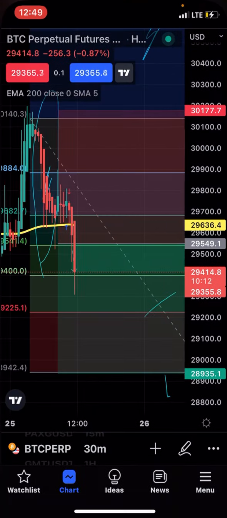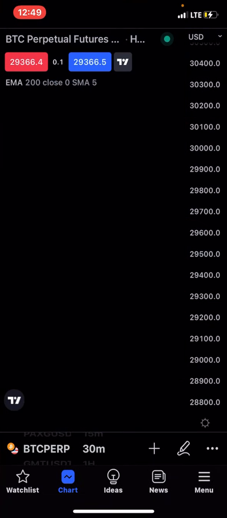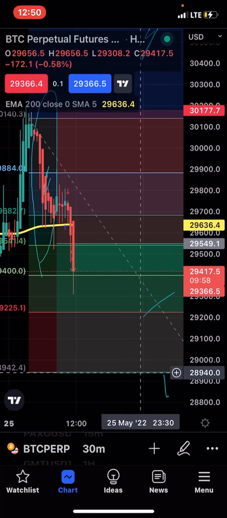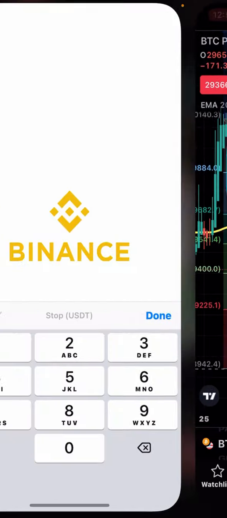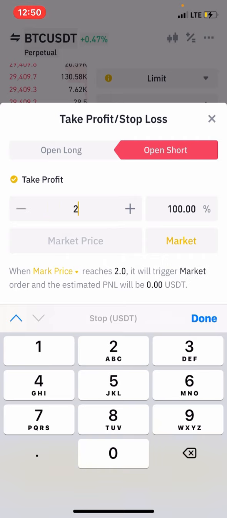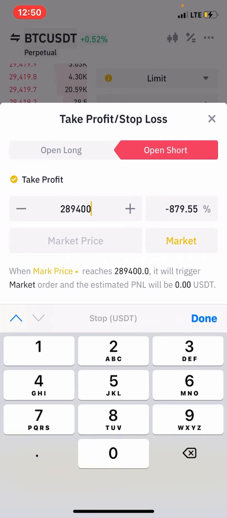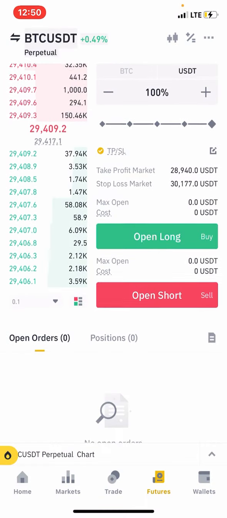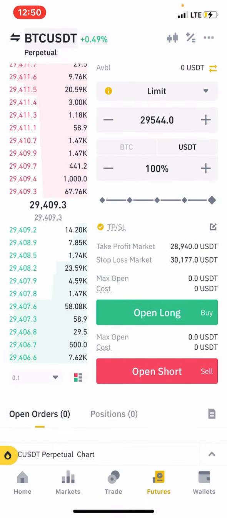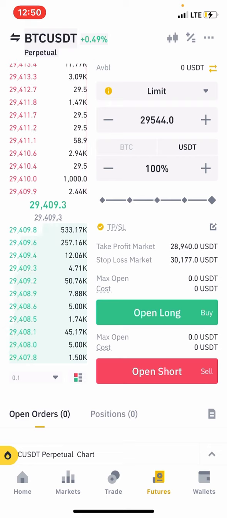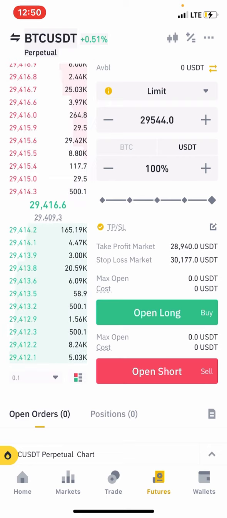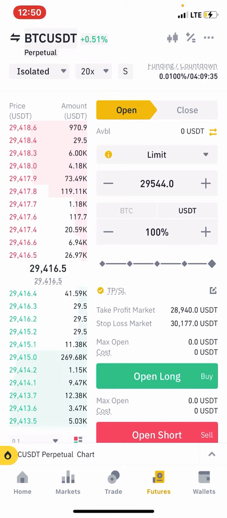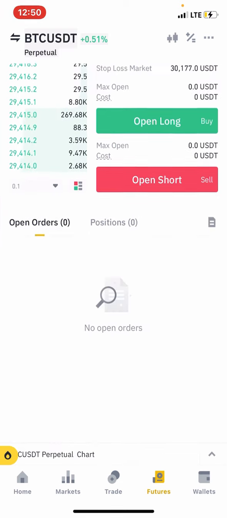Then my take profit is at $28,940. So confirm. So now I have placed an order. So see it here: take profit, stop loss, entry position. When the price gets here, my order will go and I will open a position.